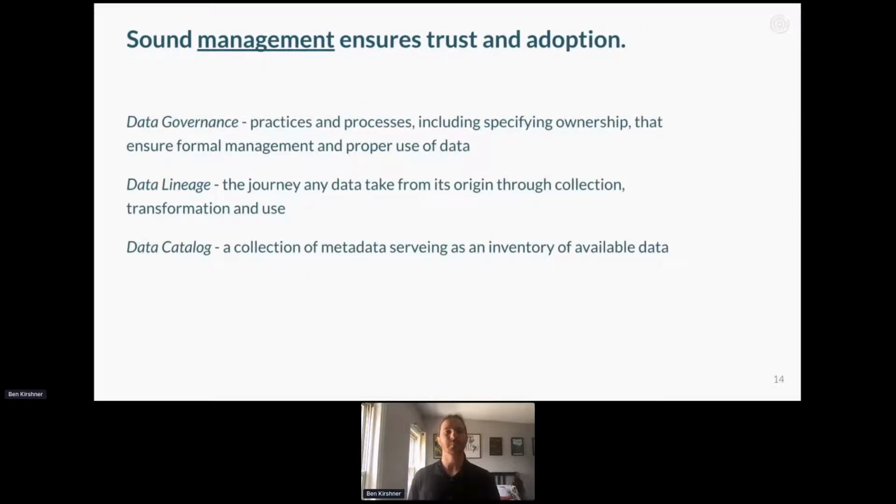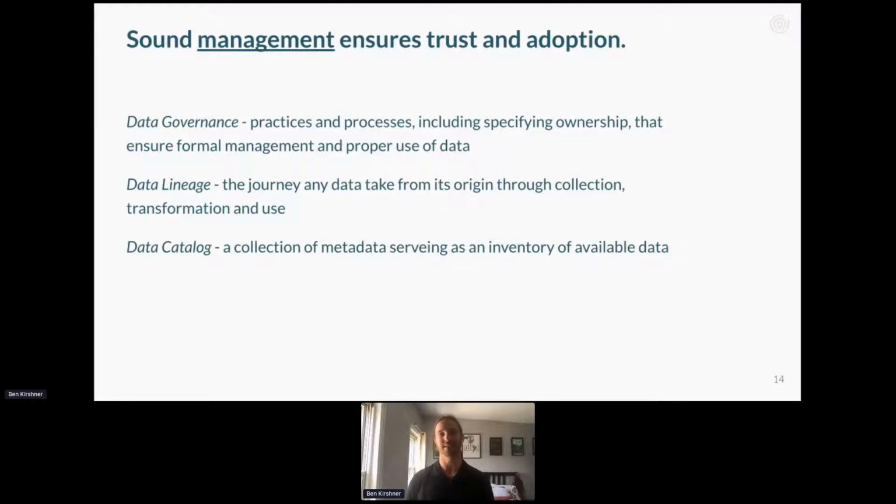The last category of buzzwords that I want to focus on is what I'm calling management. And one of Anna's takeaways, I think, from the previous session too, was that sound management, having a strong foundation, is really key. And in fact, it ensures trust and adoption. And because of that, there are 3 buzzwords that you, again, may have heard that I want to focus on with regards to sound management.